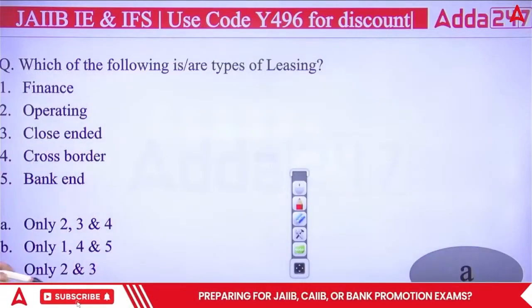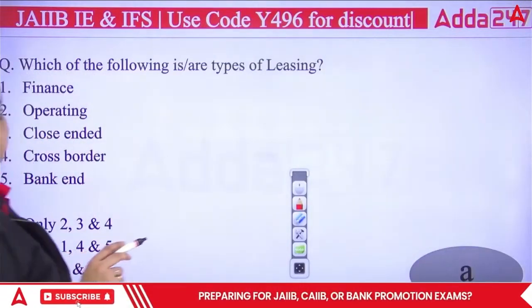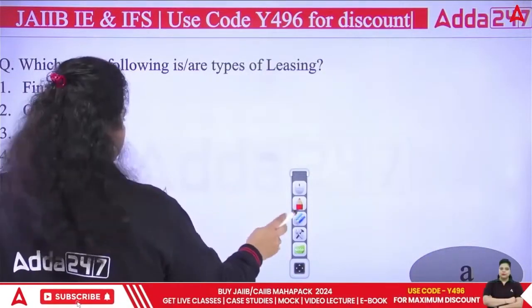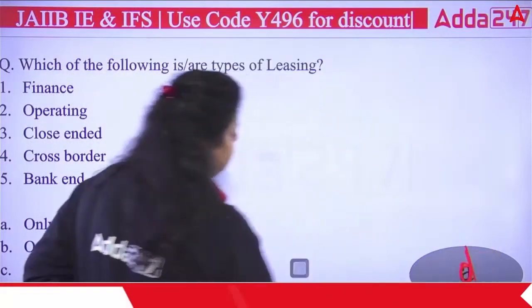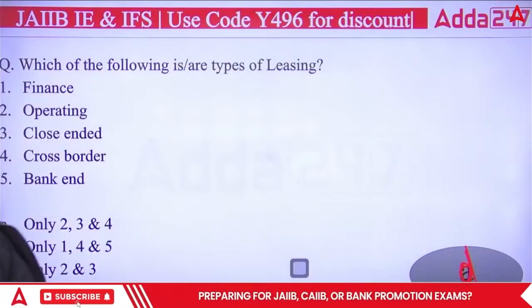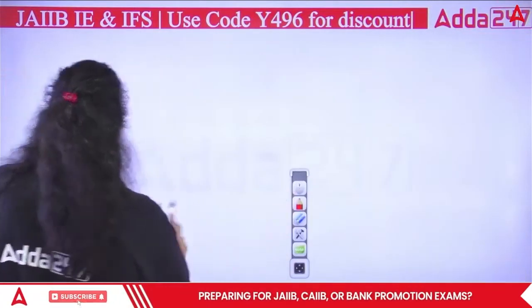Okay, all are the types of your leasing. So the right answer will be all of the above. It will be D, not A. All of the above are correct. Okay, the right answer is D. All of the above are correct.